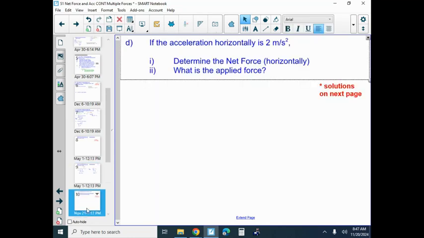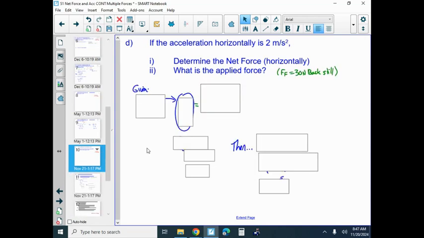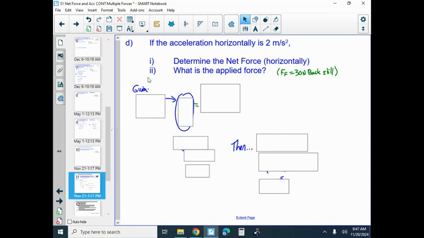And in part D, if the acceleration was a specific value, not the same as this one, notice it's pretty close, what's the applied force that would make that happen? The first thing you have to notice is that you need to determine the net force, then you can get the applied force. So sometimes parts A, B, C are there to help you along the way. Sometimes students think it makes the question look longer or harder, but it's actually there to help you get there, showing you the steps along the way.